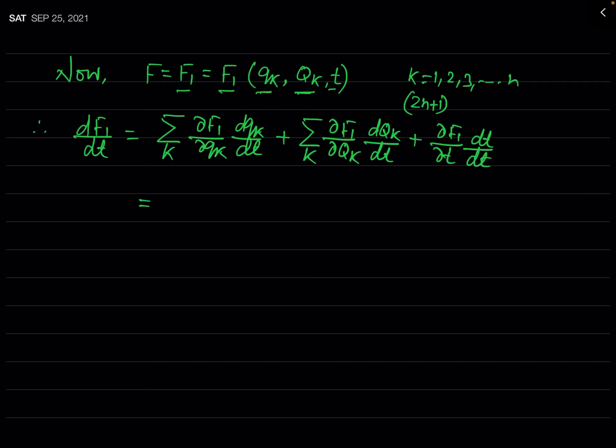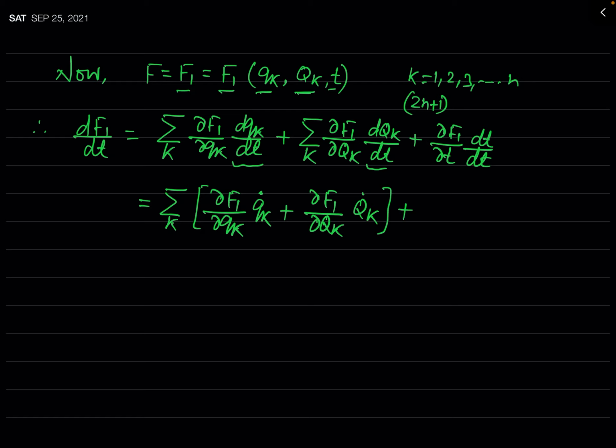So you can see now, this is in fact summation over k del f1 by del qk, and you know dqk by dt will be written in the dot symbol as qk dot, and plus del f1 by del capital Qk, and again this dQk by dt will be written as capital Qk dot, and plus del f1 by del t, because you know this dt by dt will be equal to 1, so this will be simply del f1 by del t. Now say this is your equation 2.